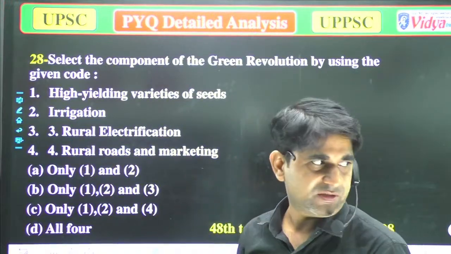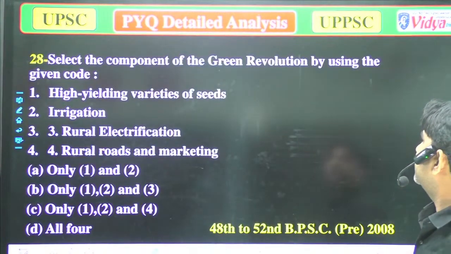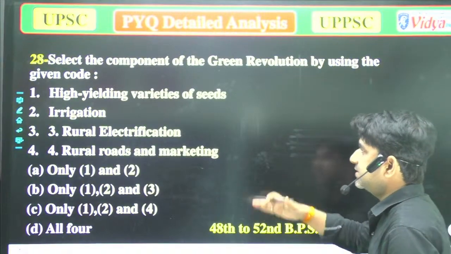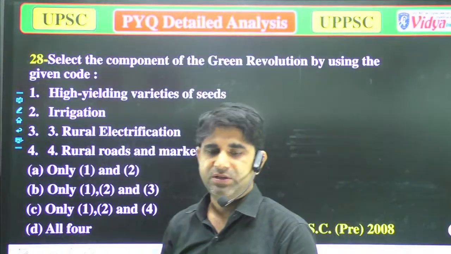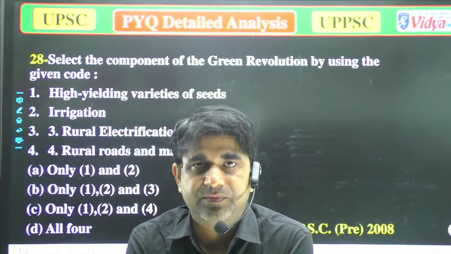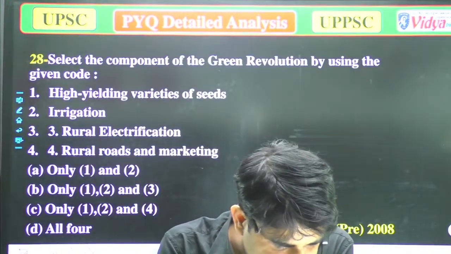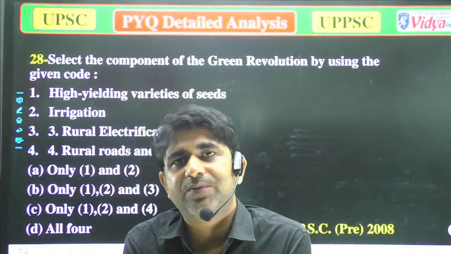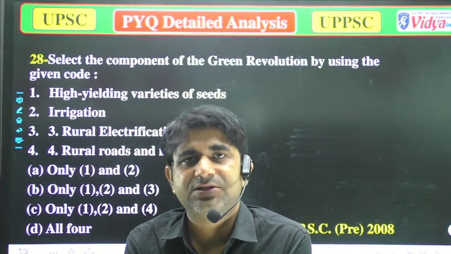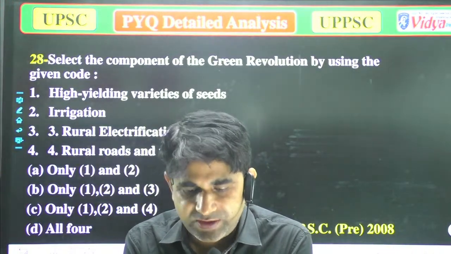Our first question is question number 28. Select the component of the green revolution by using the given codes. We have these components and we have to choose the correct option for the given question. As I promised you, within some classes we will try to finish the whole agriculture topic as well as the agriculture questions.